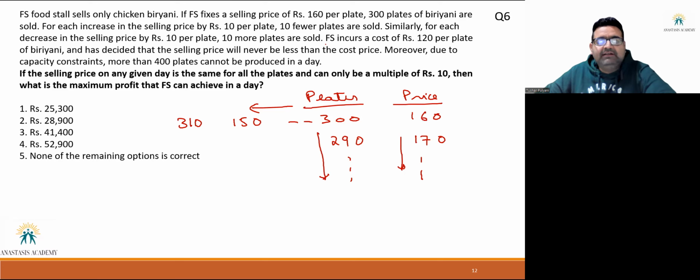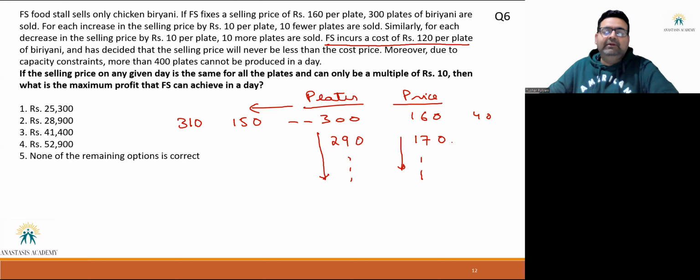Also, it is given that there is a cost of 120 per plate. So that means when I sell it for 160, my profit is 160 minus 120, which is 40. Similarly, when I sell it for 170, my profit is 50. At 150, my profit is 30. So on and so forth.